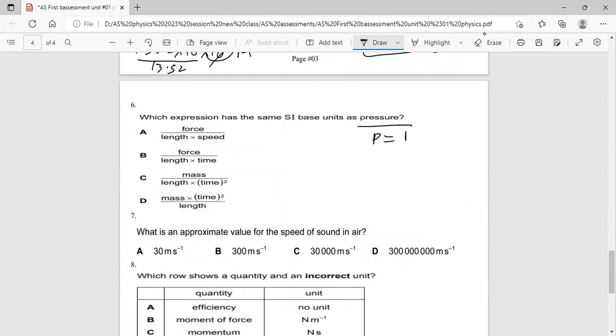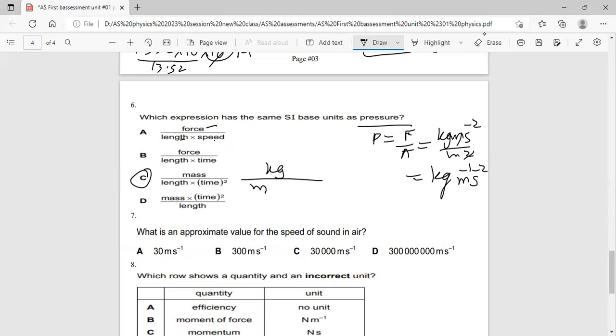Okay, which expression has the same SI base unit as pressure? So, pressure is force over area, and it is kilogram meter per second square over meter square. This cancels away, so this is kilogram per meter per second square. So what you have to do is put the SI base units of force, length, and speed, and see. If you look at option C, unit of mass is kilogram, unit of length is meter, and unit of time is second square. So that comes out to be kilogram per meter per second square. That is exactly matching with this. That's why C is the option.